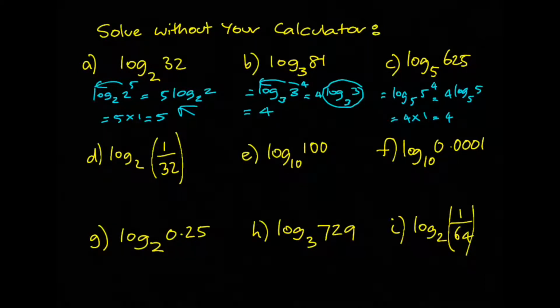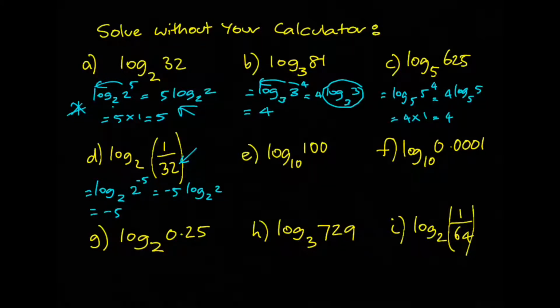Part D. So this one's slightly different because it's the denominator. But we worked out earlier that 2 to the 5 is 32. In this case it's on the bottom. So it's log 2 of 2 to the -5. Because the negative makes it so that it's actually 1 on 2 to the 5. And that equals negative 5 log 2 of 2, which gives you negative 5.